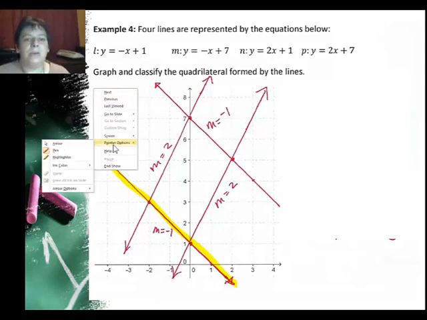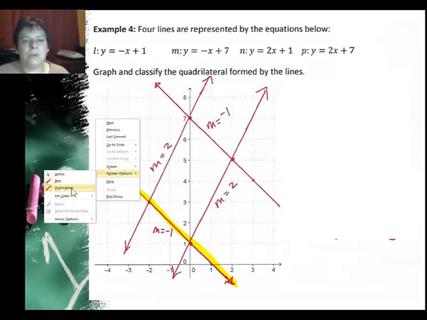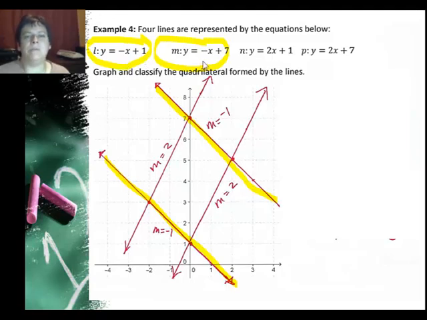Now I can also, let me get my highlighter. Oh, that's ink. And what I'm going to show is the other point, if I can. There we go. This line right here is y equals negative x plus 7. So these two lines have exactly the same slope. You can see that they both have a slope of negative 1 just by the coefficient of x. So those two are parallel.